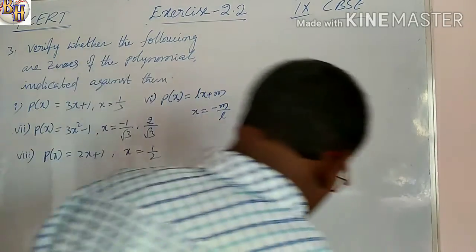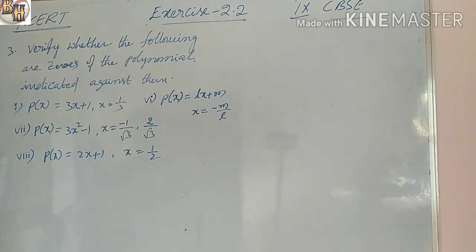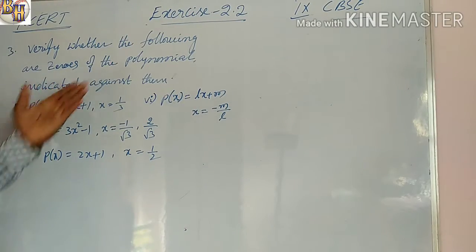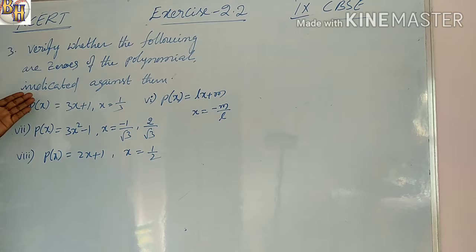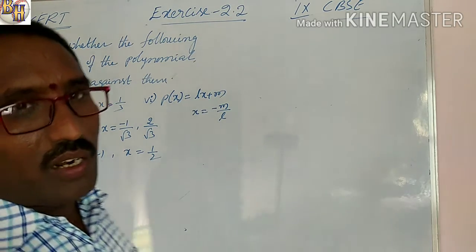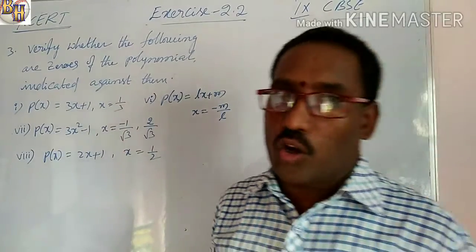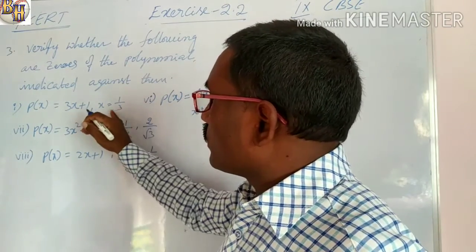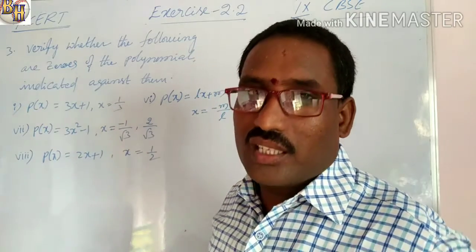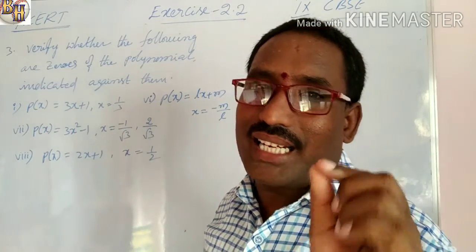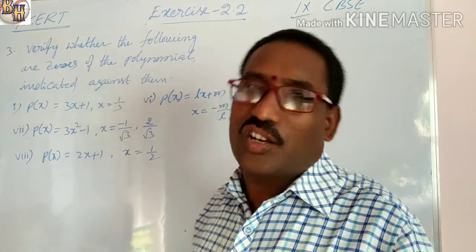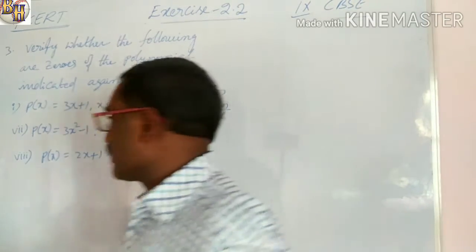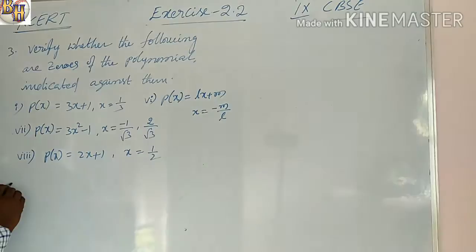Next question. Third question. Verify whether the following are zeros of the polynomial indicated against them. Verify whether it is a zero of the polynomial or not. What is the zero of the polynomial? Zero of the polynomial means the given value, just substitute in this polynomial. If you get 0, then it is a zero of the polynomial. Otherwise, it is not a zero of the polynomial. That's it. See, first question I will tell.